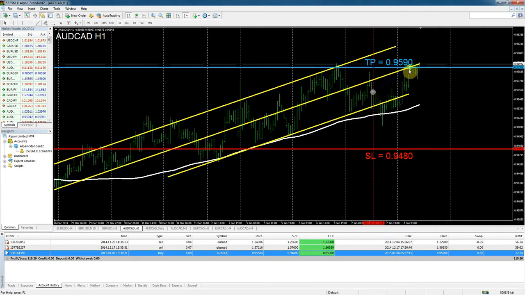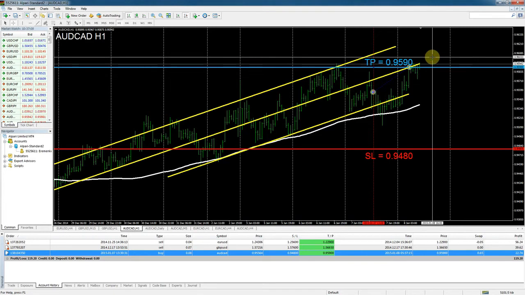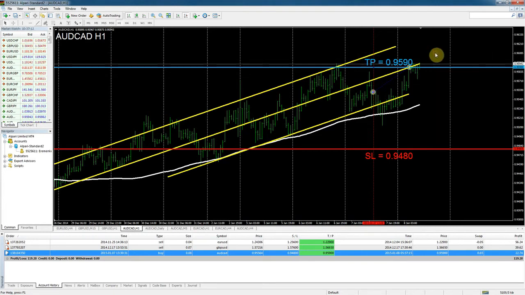So sometimes it is worth being a bit more conservative and setting your take profits below these levels. So rather than just going for big bucks, being more strategic about your trading. So those are the learnings from this example, from this particular trade.